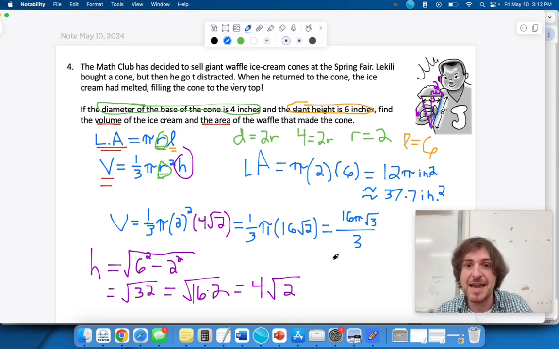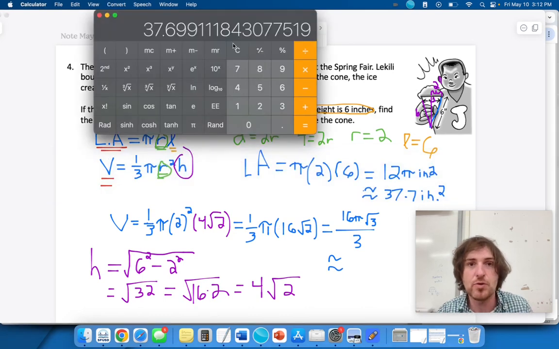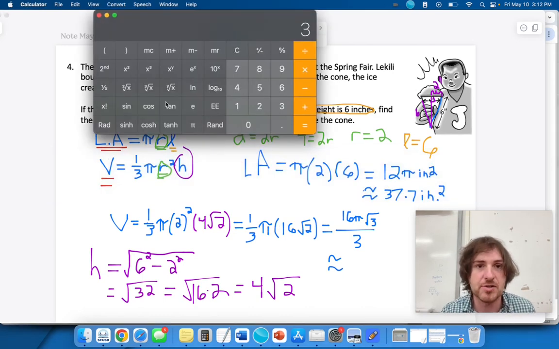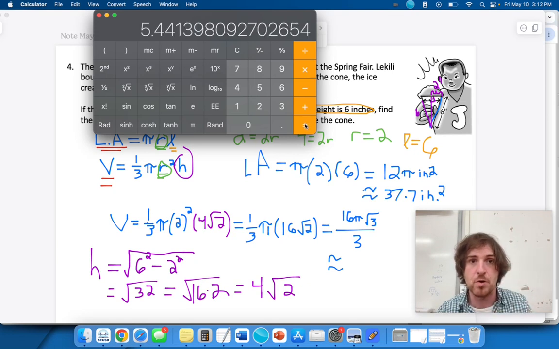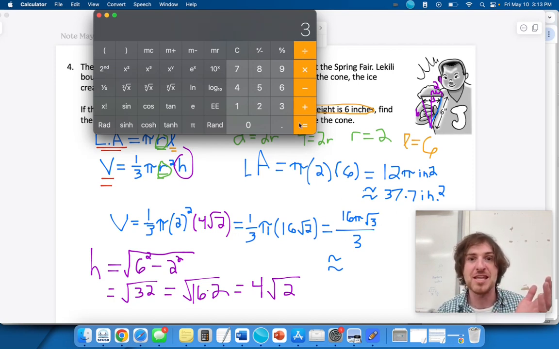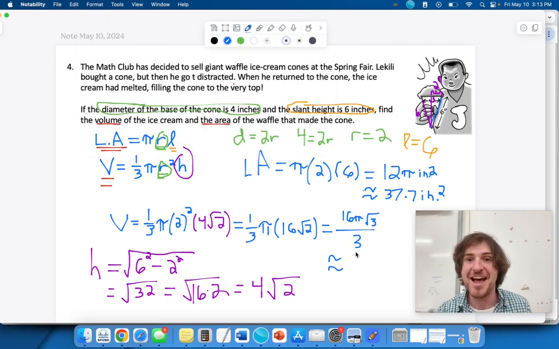So let's do that now. 16 times pi, well, maybe do the root 2 part first, because that's easier with the calculator. I'll take the 2 and take the square root of that. The square root of 2 is approximately 1.41. I'm going to multiply it by pi, which is a button on my calculator. Okay, so that is about 4.44, and now I'm going to multiply by 16. The numerator of this is approximately 71, and I'm just going to divide that by 3, and I'm going to get about 24.